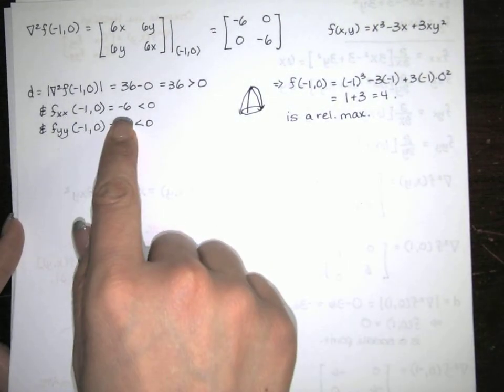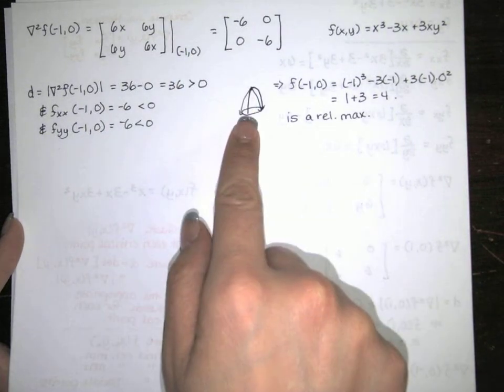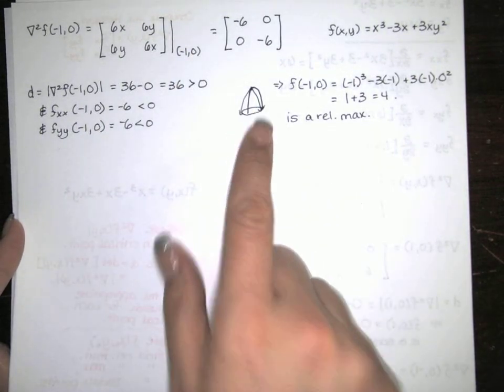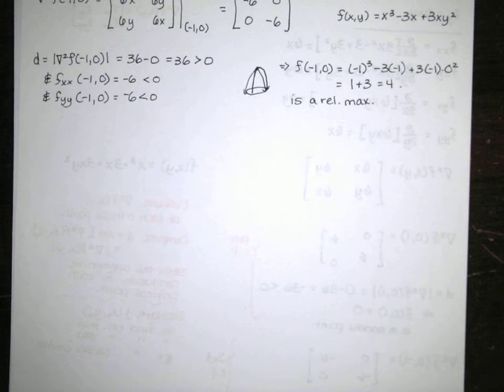Well, it's concave down in the x direction. It turns out to also be concave down in the y direction. So the graph looks like this locally, and that point corresponds to a relative max. So that's how you do it.